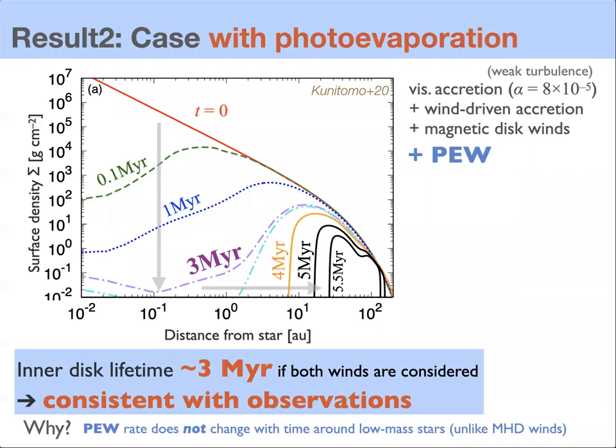Next, let me show the model with MHD effects and photoevaporation. In this case, the inner disk lifetime is about 3 million years. So this is consistent with observations. This is because, unlike MHD winds, the photoevaporation rate does not decrease in the late phase, and therefore drives quick dispersal.